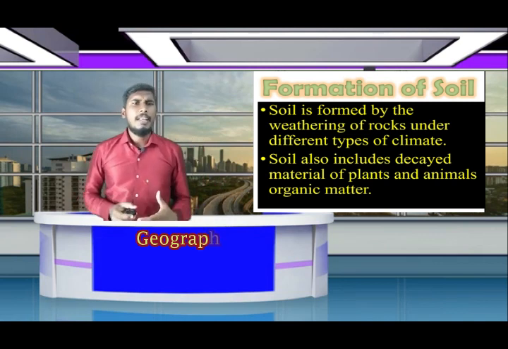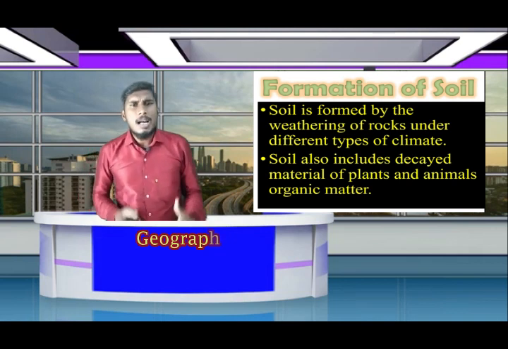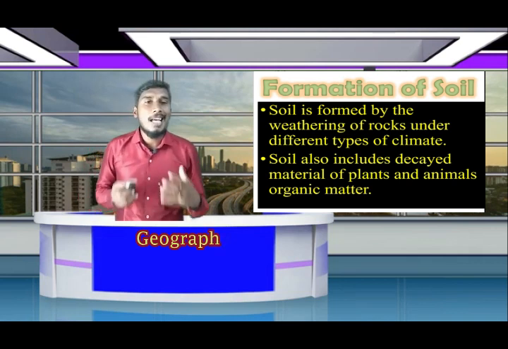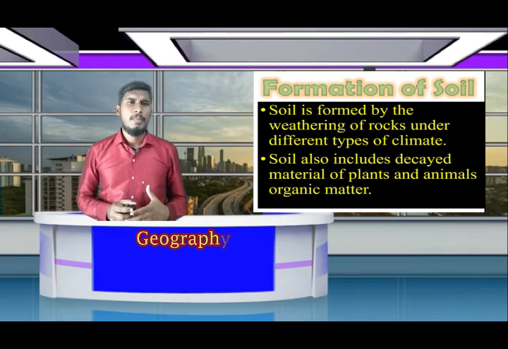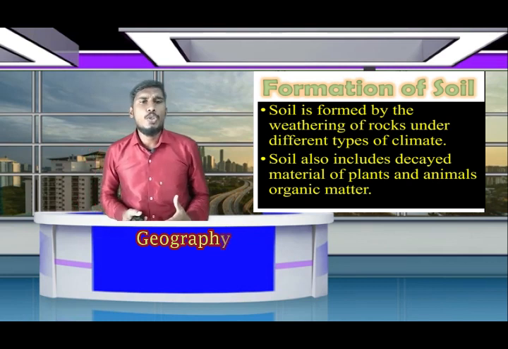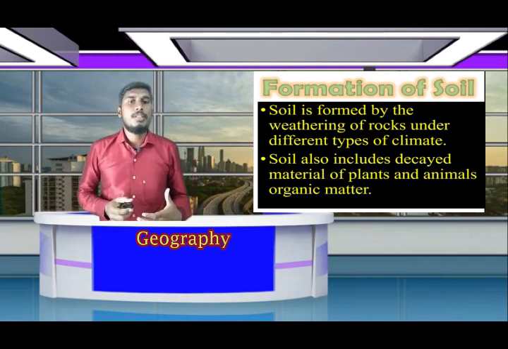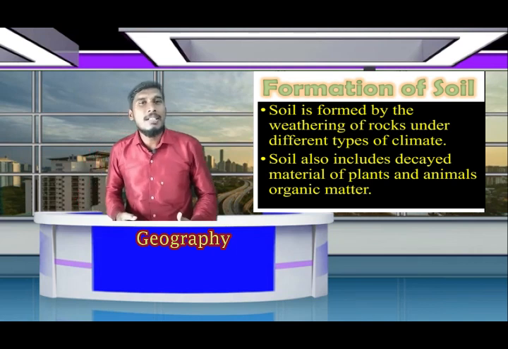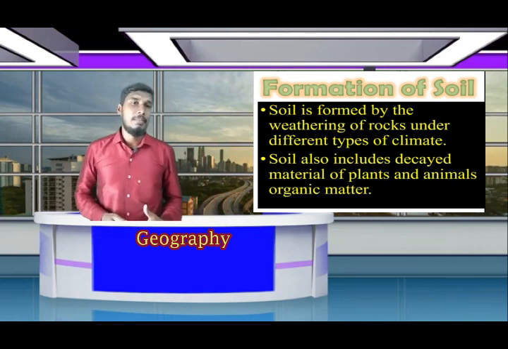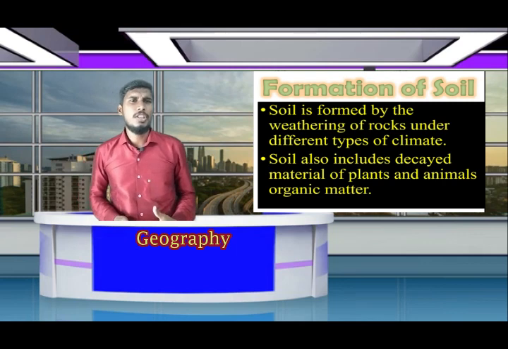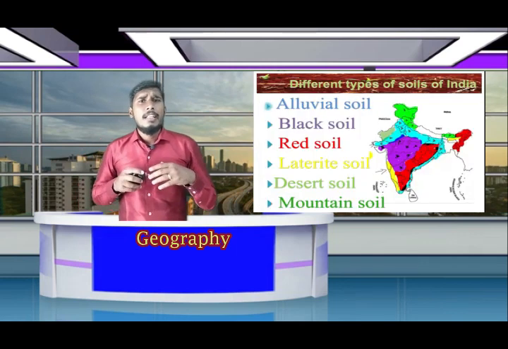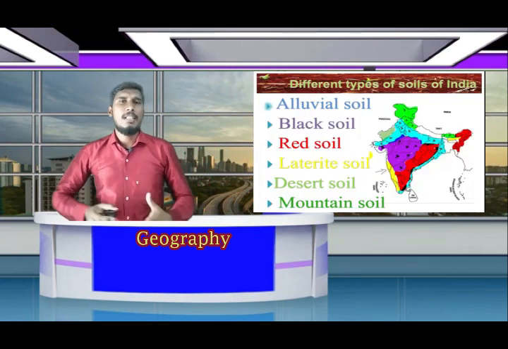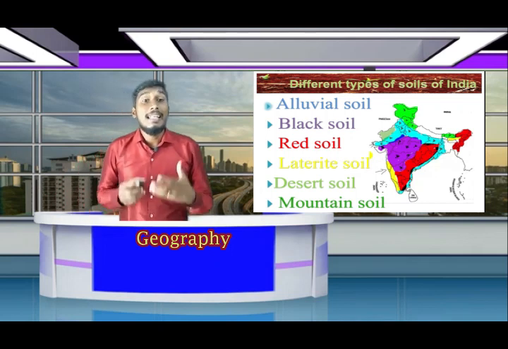Soil is formed by the weathering of rocks under different types of climate. Soil also includes decayed materials of plants, animals, and organic matters. Dear children, there are 6 different types of soils in India.